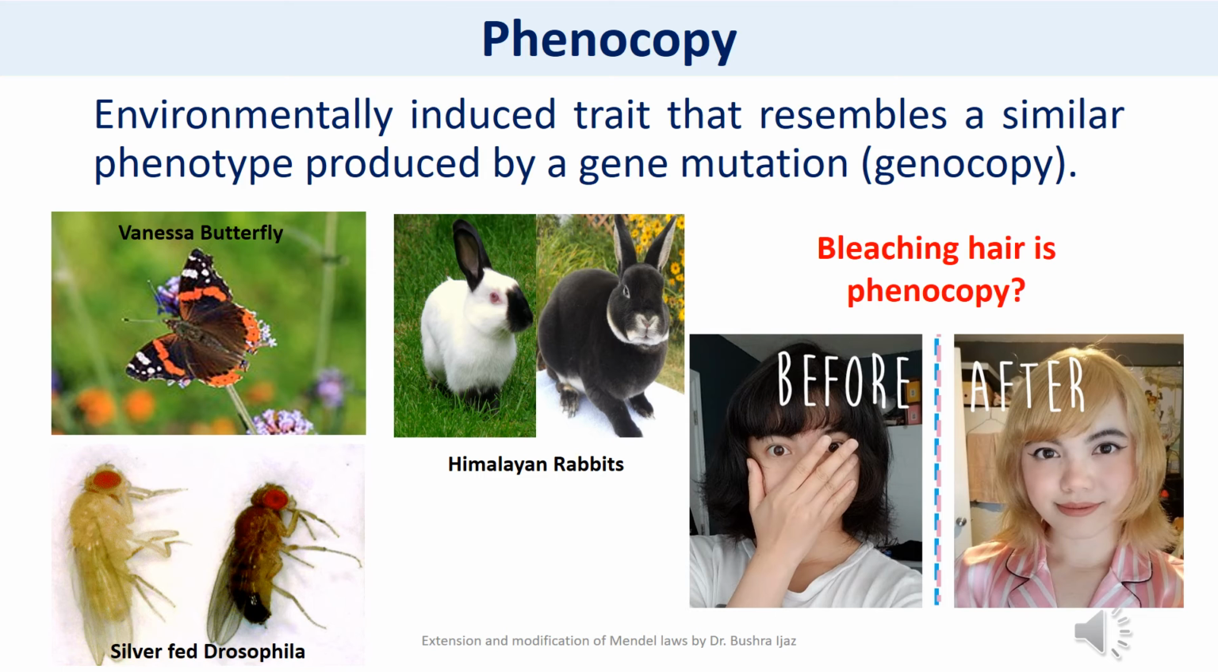It is a non-heritable disease or condition. It cannot be transferred from one generation to the next generation. We have several examples of phenocopy. First of all, we have this example of the Vanessa butterfly. The butterfly genus Vanessa has the ability to change its phenotype based on the local temperature.